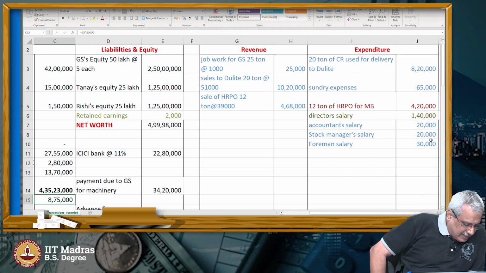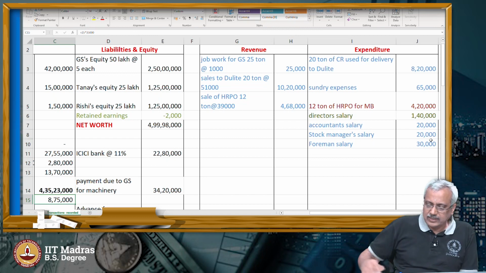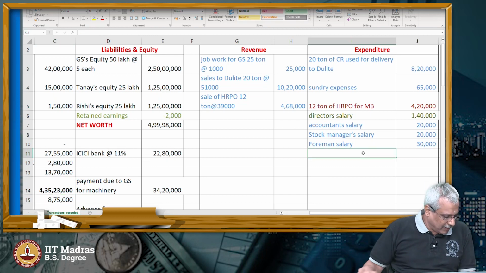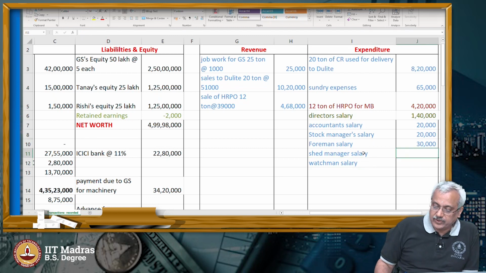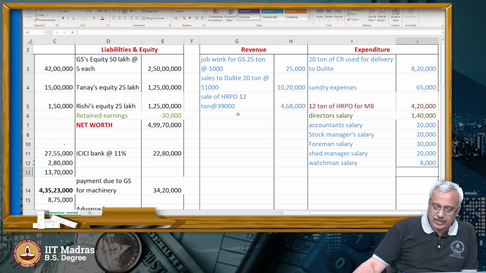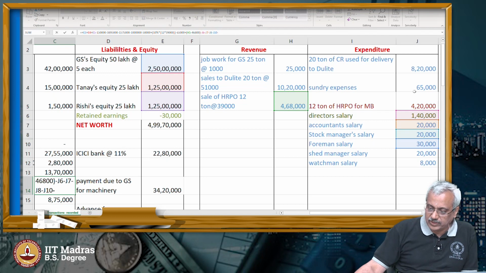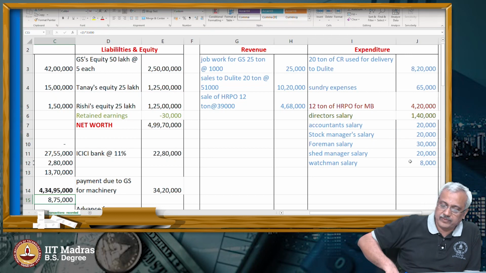Next, a shed manager with a monthly salary of 20,000 per month, watchman salary is set at 8,000 per month. What do you call it? A shed manager, watchman salary 20 and 8. So, what happened? This 20,000 and this 8,000, and the same amount will keep getting reduced from the bank balance out here.